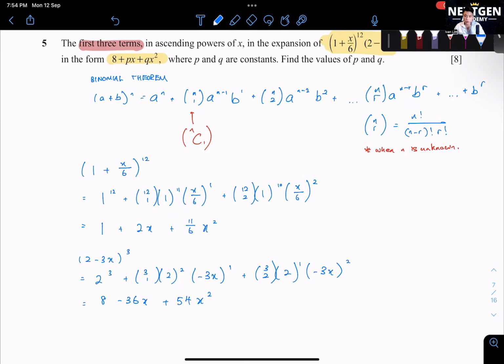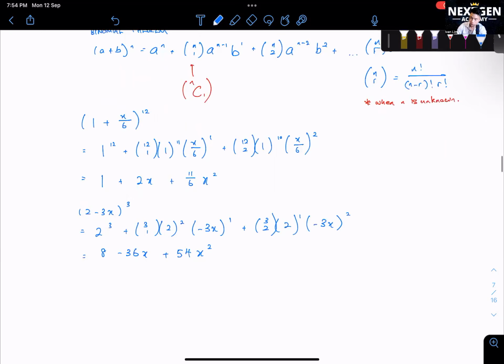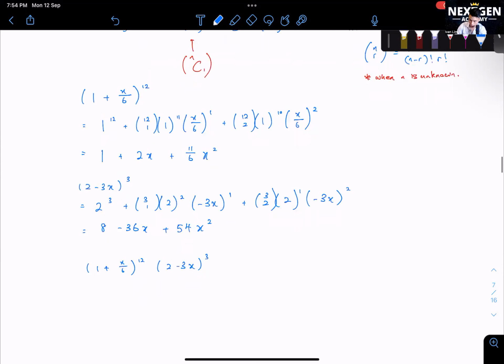Okay, so we just need to know how to expand the binomial. And then what we want to do is we want to cross multiply it, right? So 1 plus x over 6 to the power of 12, times 2 minus 3x to the power of 3. This is what we do. We just write this down first, 2 minus 3x to the power of 3. Then we write the first 3 terms that we found. Don't go and find extra. 8 minus 36x plus 54x squared.